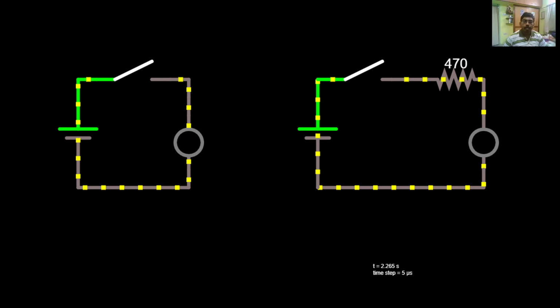The circuit shown here is a very simple circuit. This circuit consists of a battery of 9 volt, a switch and an LED. And in this circuit we have a battery, a switch, a resistor of 470 ohms and the LED. Do you know what will happen if an LED is directly connected to a battery? Let's simulate the circuit.